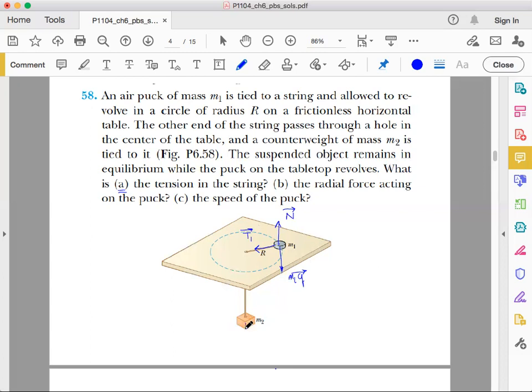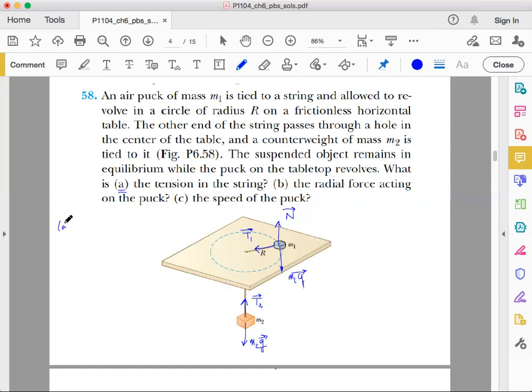Let's have a look at m2. At m2, we again have the gravitational force, m2g. And we have the tension in the string, the force exerted by the string on the counterweight m2, and let's call it T2. Now, if you want to access a given force, the best way is to apply Newton's second law on one of the objects. It's easier to apply it on the counterweight m2, because we know that m2 remains in equilibrium, so it's not moving.